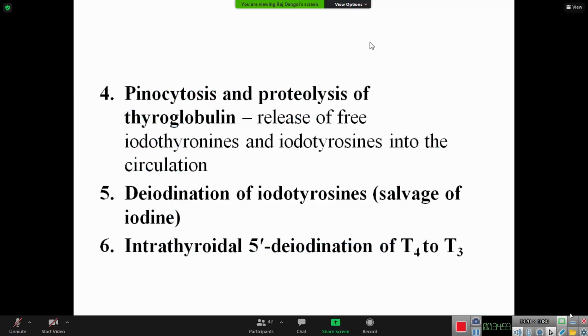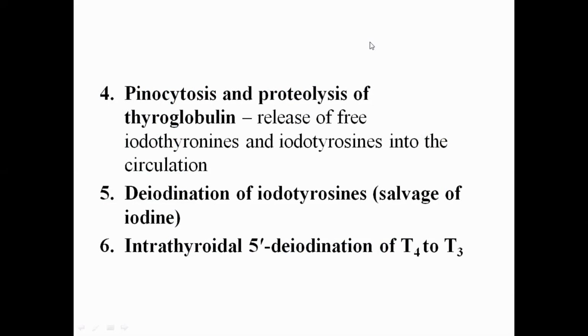We are discussing the steps of thyroid hormone biosynthesis. There are six steps. Among them, the first one is iodine trapping. The second one is organification. Organification includes two headings: one is the oxidation of iodine, and the next is the iodination of tyrosine, which is generally called organification.